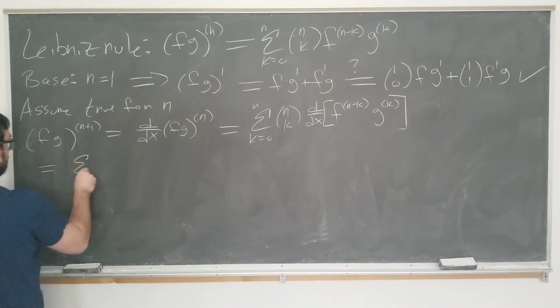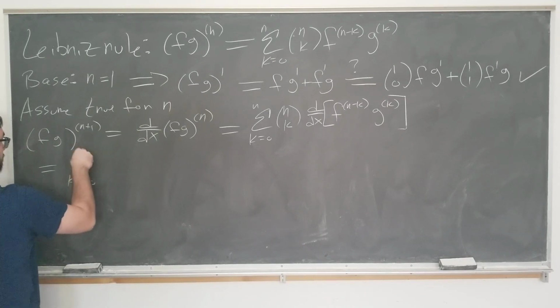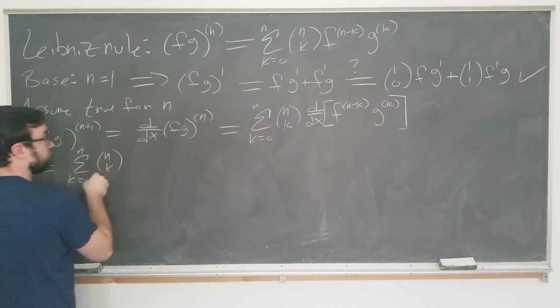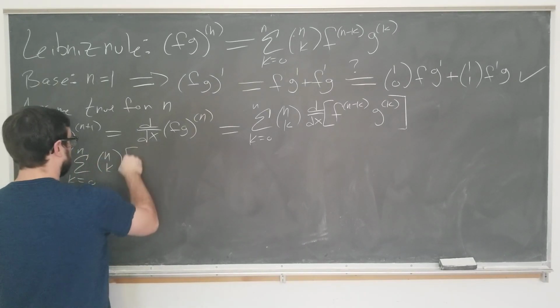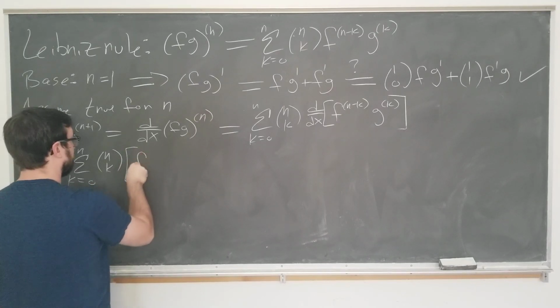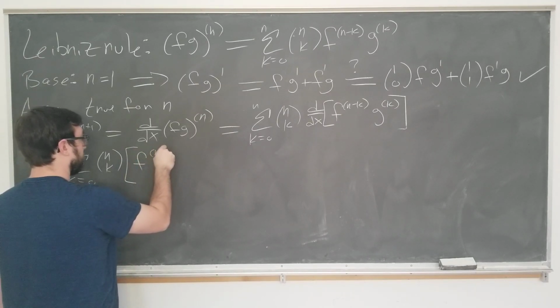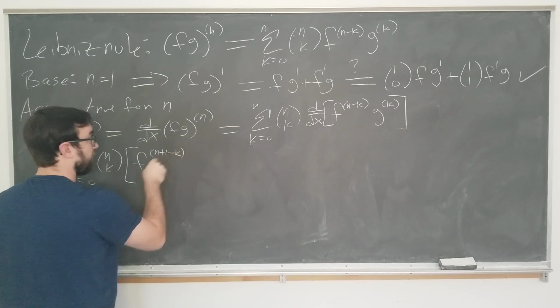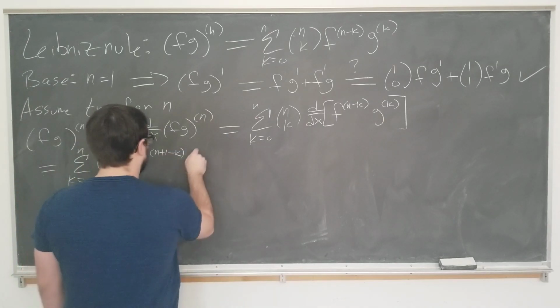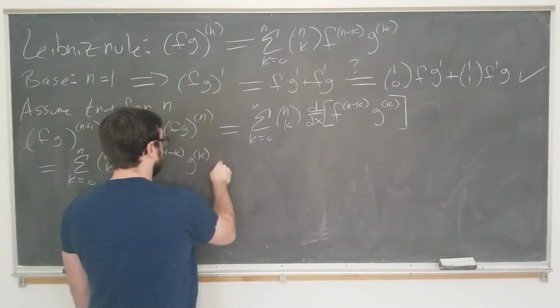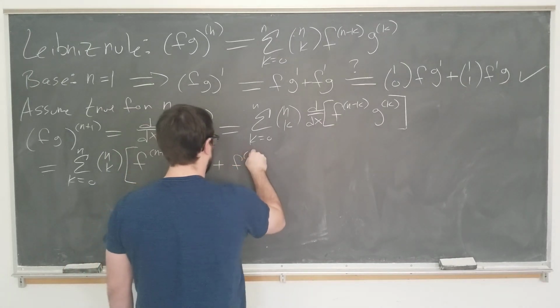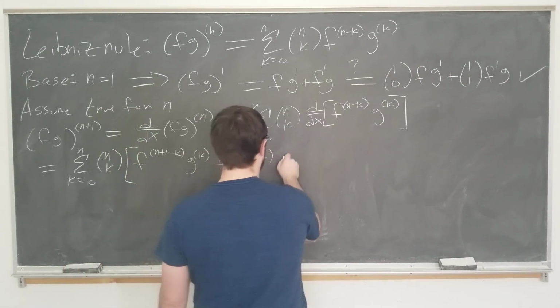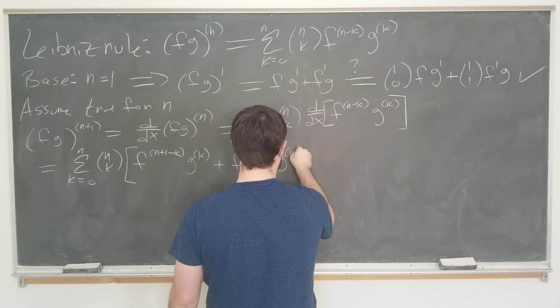It is the sum, k going from 0 to n, n choose k. Now we're going to have f to the n plus 1 minus k, g to the k, differentiating the first term only, plus f to the n minus k, leaving the first term alone, differentiating the second term.